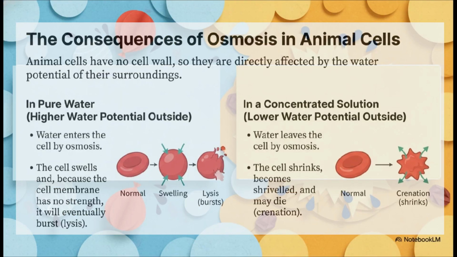Okay, so this process is super important. But what happens when an animal cell, like one of ours, is in the wrong environment? Well, because they don't have a protective cell wall, the results are pretty dramatic. If you put an animal cell in pure water, water rushes in, and it swells up and bursts like an overfilled water balloon. But in a really concentrated salty solution, water rushes out, and the cell shrivels up. Yeah, both of those are deadly.